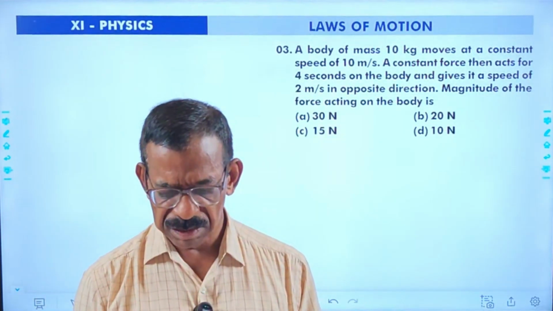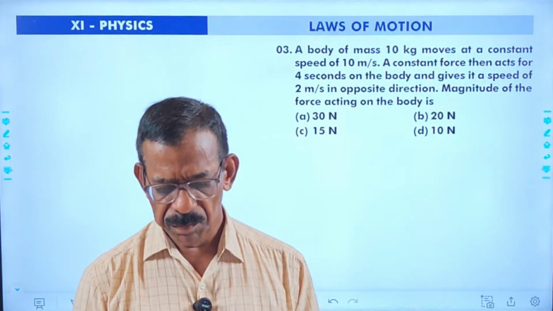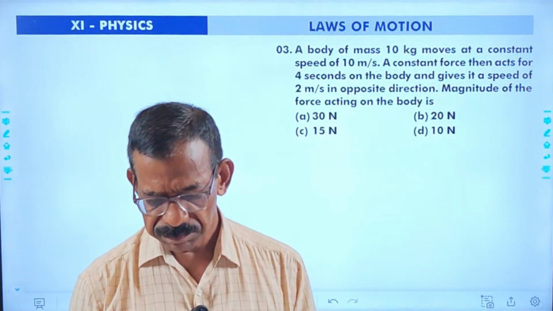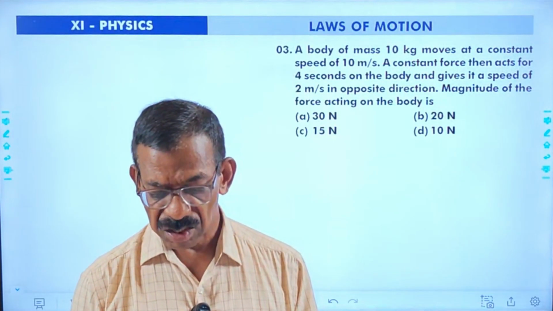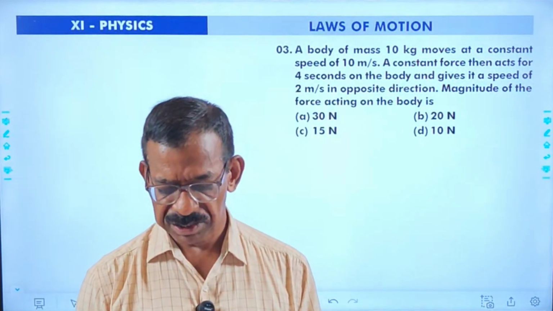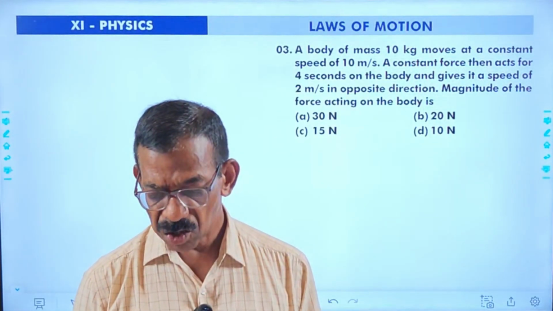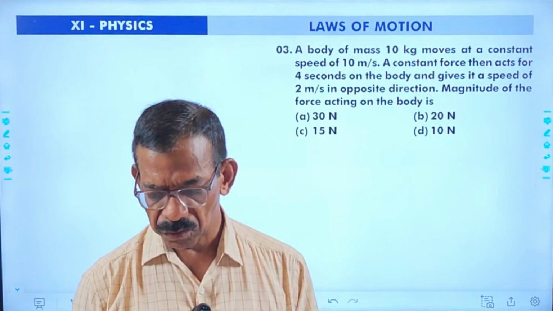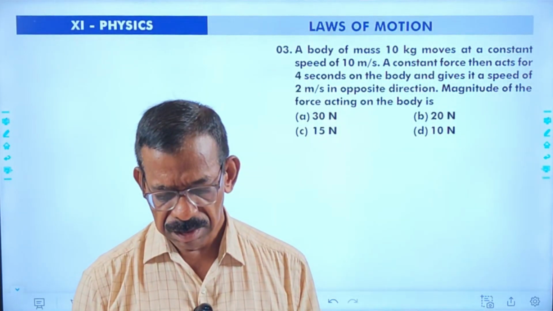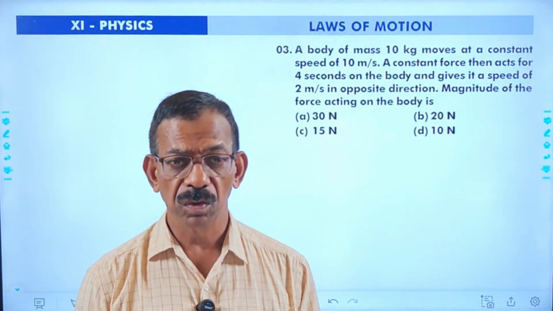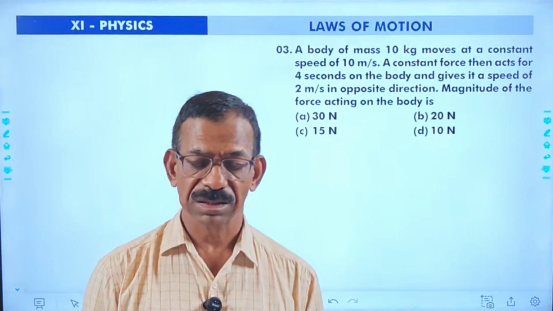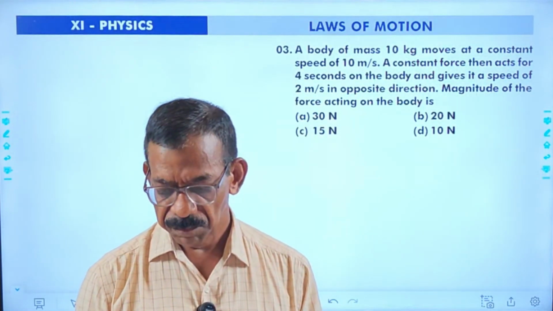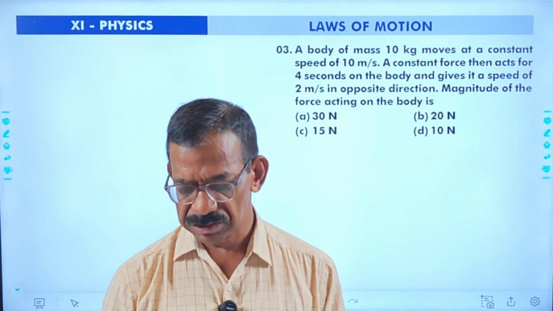Now there is question number 3. A body of mass 10 kilogram moves at a constant speed of 10 meter per second. A constant force acts for 4 seconds and gives it a speed of 2 meter per second in the opposite direction. That is retarding force. We have to calculate the magnitude of force.